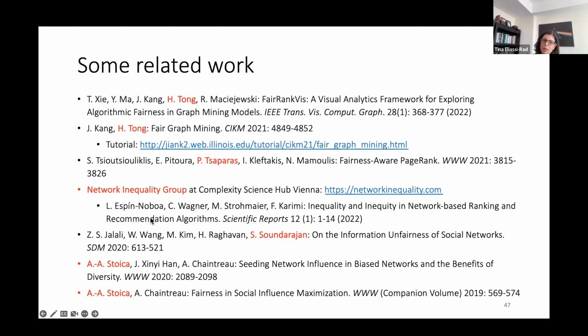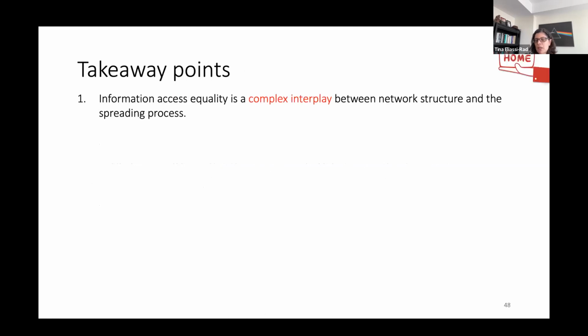There's a lot of activity from the network inequality group at Complexity Science Hub in Vienna. I highly recommend looking at that. This paper is by my postdoc, who's now a tenured professor at Syracuse, Sujata Sandarajan, where they only look at the network structure and not the spreading process. The one takeaway message here is that you should care about the spreading process as well. And then Anna Stoica at Columbia has done work on who we should seed if we want fairness in social influence maximization.